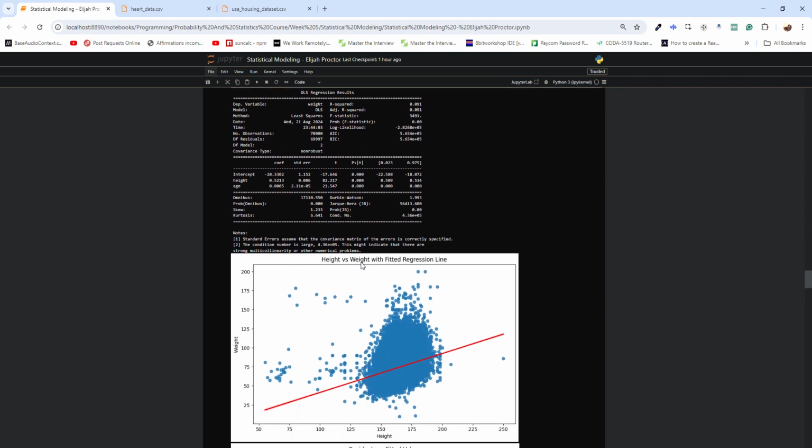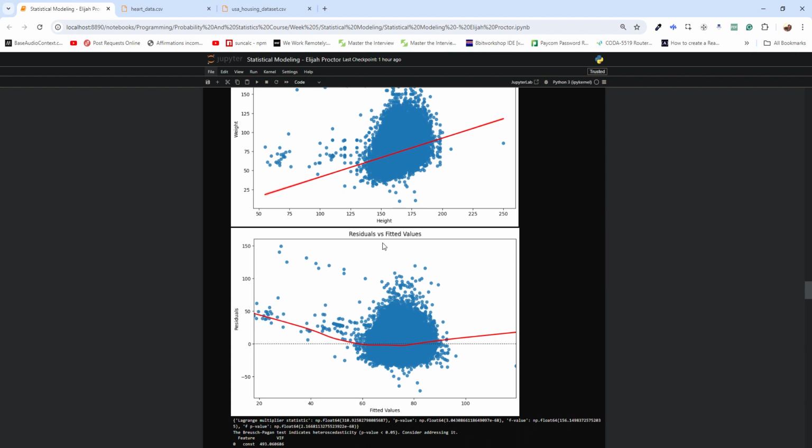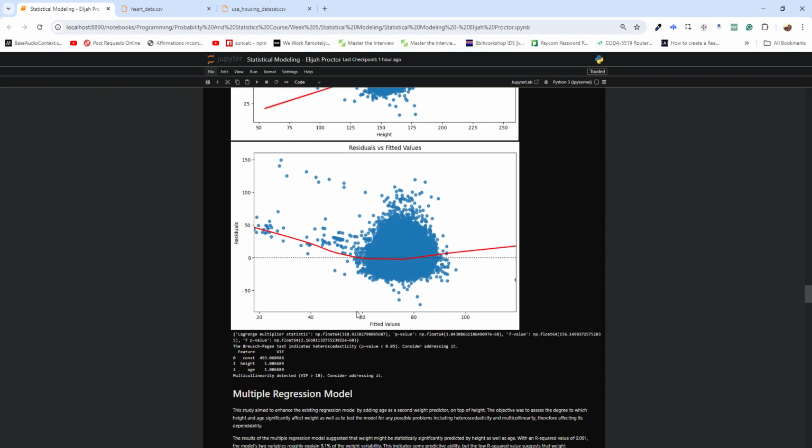We have our height versus weight with fitted regression line plot, and then we have our residuals plot for our residuals versus our fitted values. Our Breusch-Pagan test indicates heteroscedasticity because it has a p-value that's less than 0.05, so we should consider addressing it. We have our VIF values displayed here, and so multicollinearity was detected because our VIF is greater than 10, so we should consider addressing this.